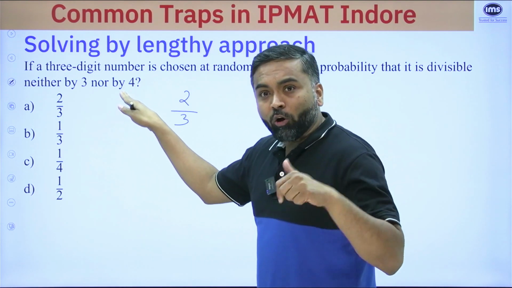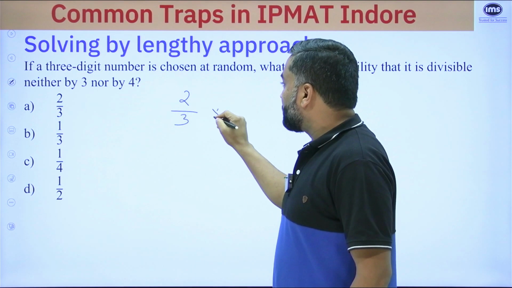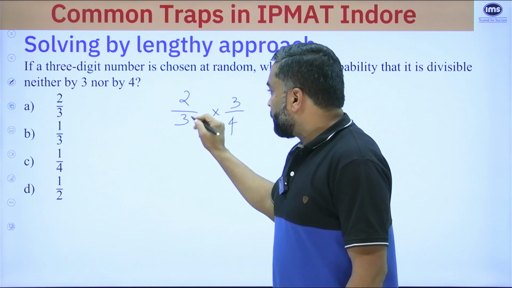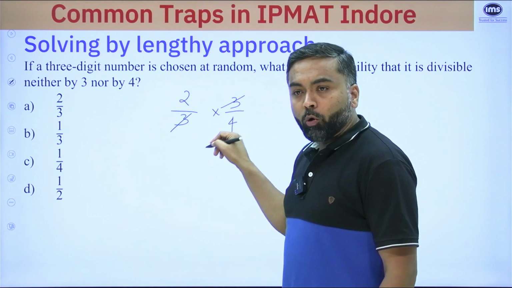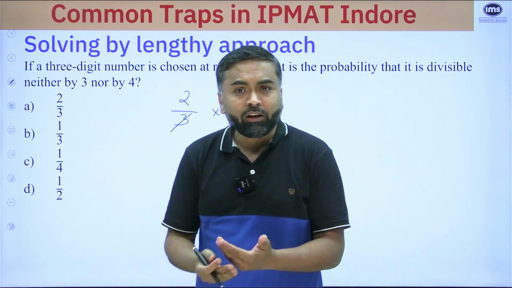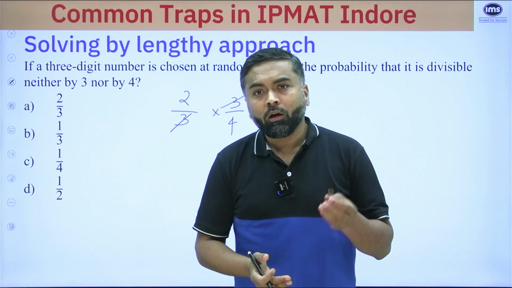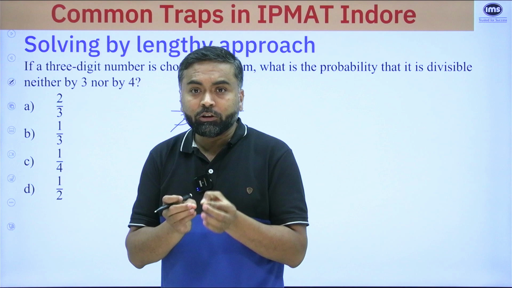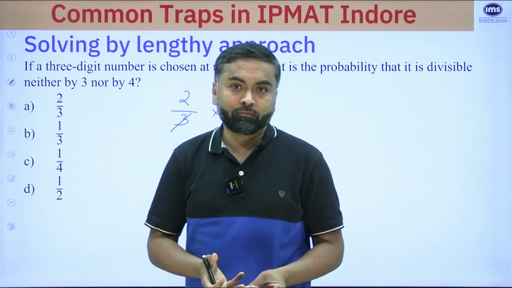And similarly, if they are not divisible by 4, then 3/4 of the numbers are not divisible by 4. So if you look at it, it is 2 by 4, which is half. So half is your answer and game over. You will again not take even 1 minute to solve this particular question.